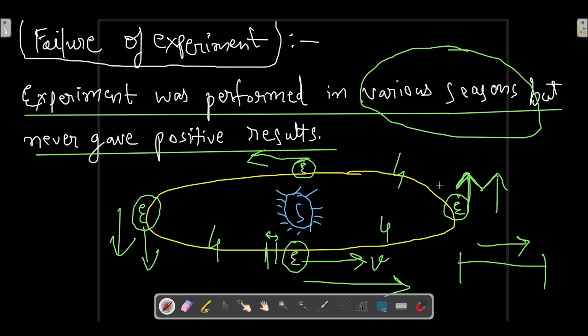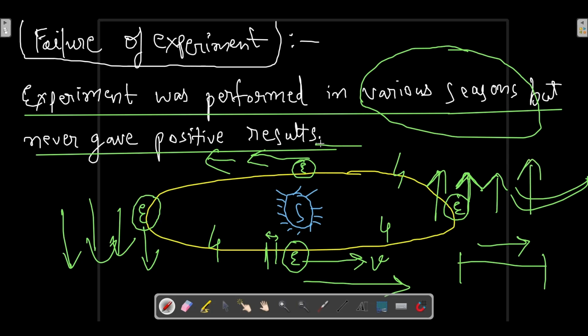But when we do the experiment in this part of the year, the direction of v will be this, and over here, the direction of v will be this. Imagine it in 3D: this is coming out of the plane and this is going inside the plane, this is leftward and this is rightward. So at 4 times of the year, the earth's velocity is in different directions. If we change the season and do the experiment, it again gives a null result.